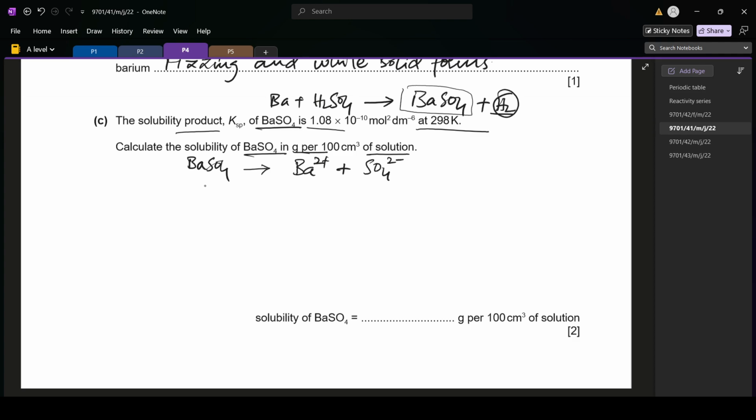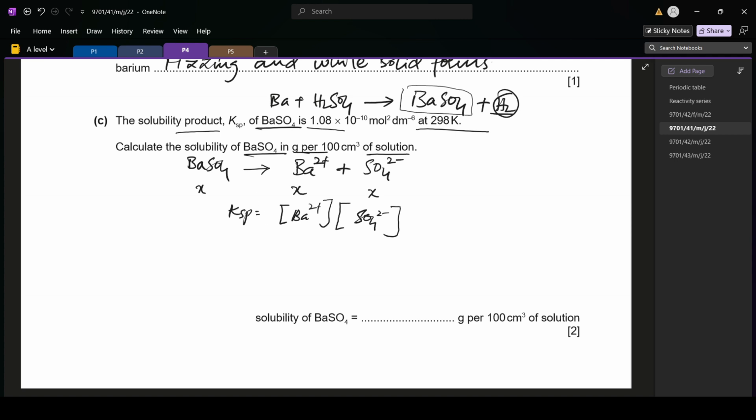And let's suppose the concentration of barium is x, so x moles of barium 2+ ions will form and x moles of sulfate ions will form. Okay, and the formula for the Ksp is equal to the product of concentrations of ions of a sparingly soluble salt. Okay, so this is the formula for the Ksp of barium sulfate.